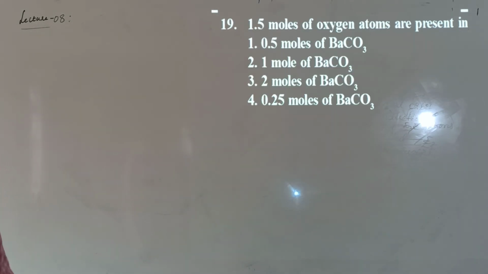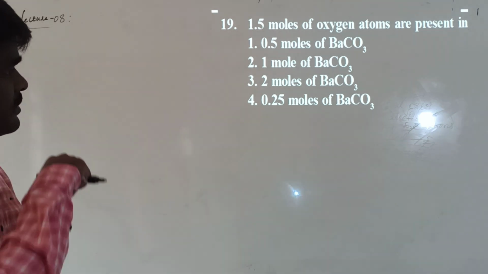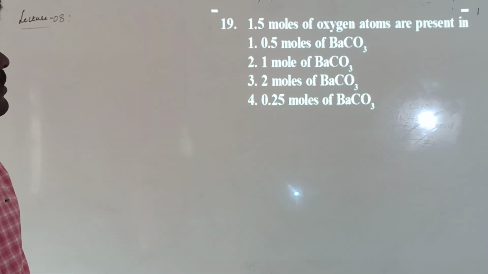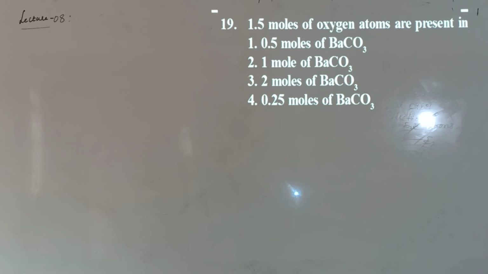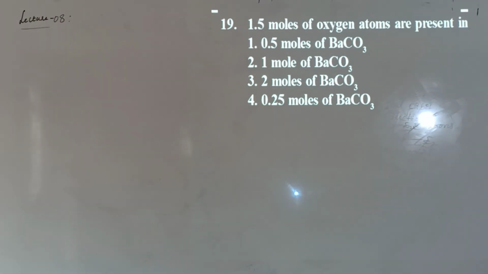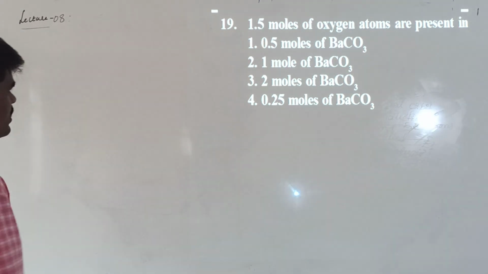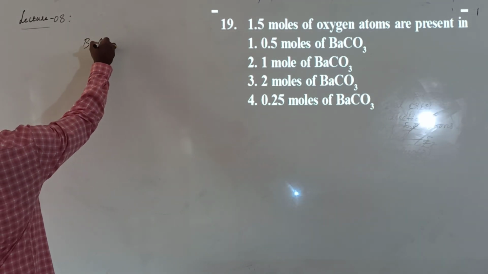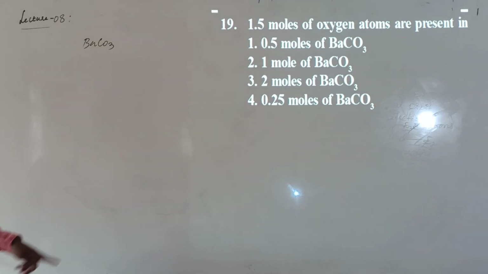Let's go to the next question. 1.5 moles of oxygen atoms are present in 0.5 moles of barium carbonate, or 1 mole of barium carbonate, or 2 moles of barium carbonate, or 0.25 moles of barium carbonate. First of all, let us see. He is asking about 1.5 moles of oxygen in barium carbonate.